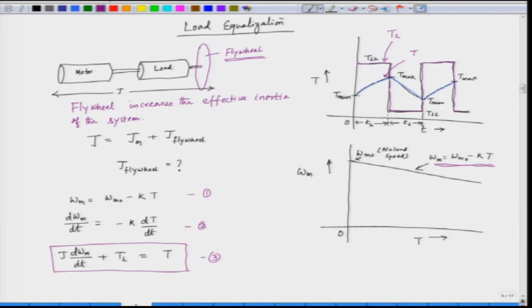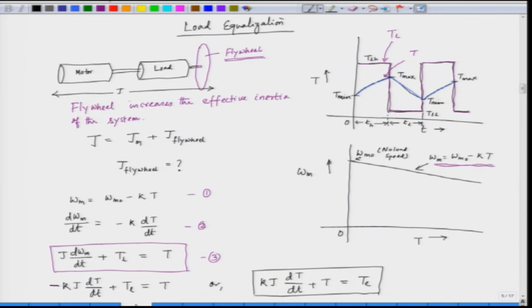So, what we get here is minus k J dT by dt plus T L equal to capital T, or we can write it in the following form: k J dT by dt plus T is equal to T L. So, finally, we get this equation, which is a first order differential equation in T. T is the motor torque.